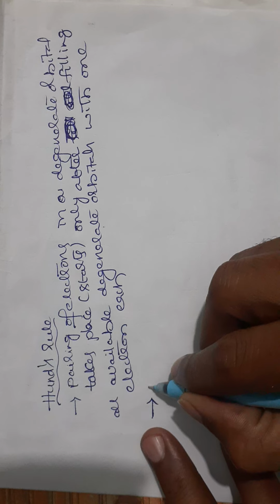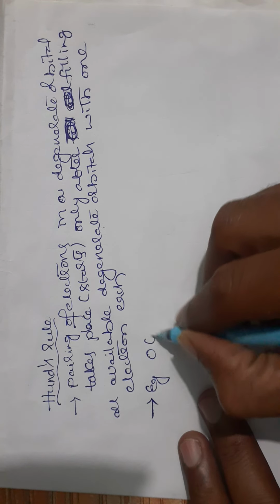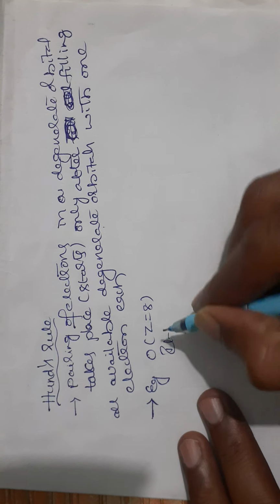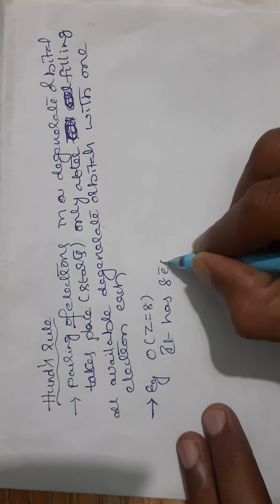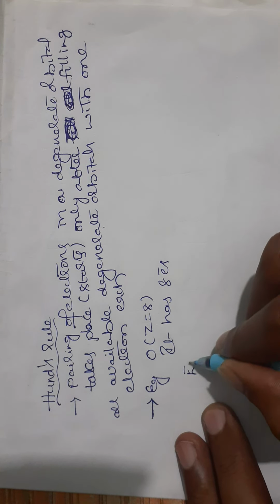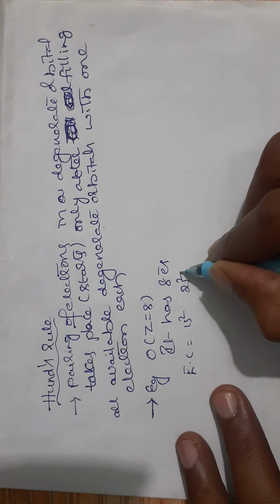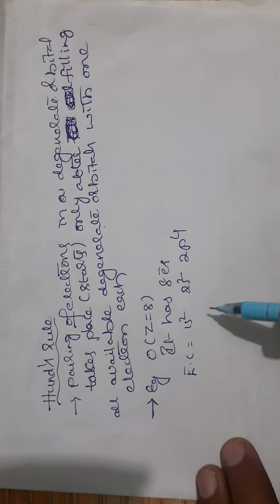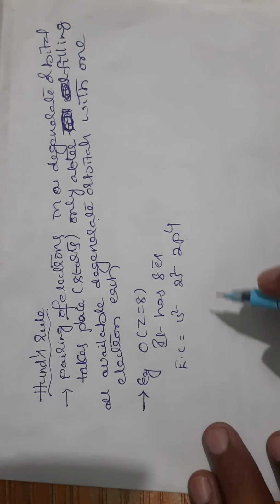For example, we are taking the element oxygen, whose atomic number is 8. An atom of oxygen has 8 electrons, students. So its electron configuration in general is 1s2, 2s2, 2p4. But here s is not a degenerate orbital, p is a degenerate orbital, students.